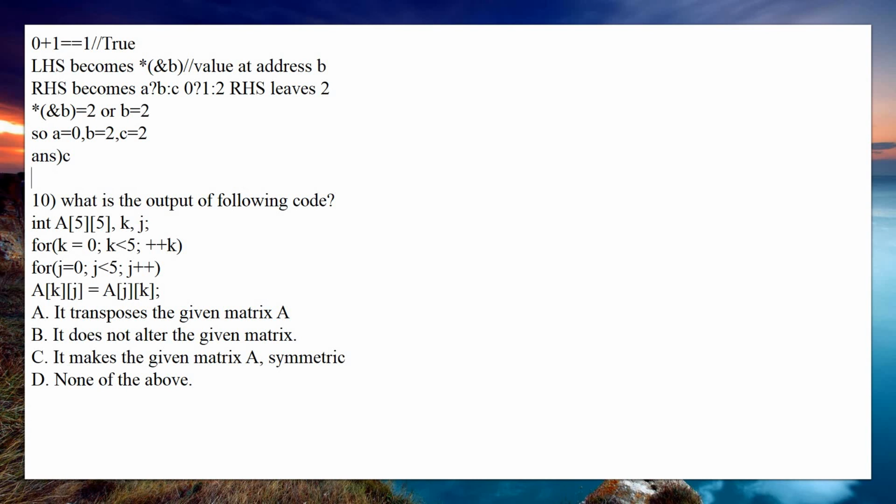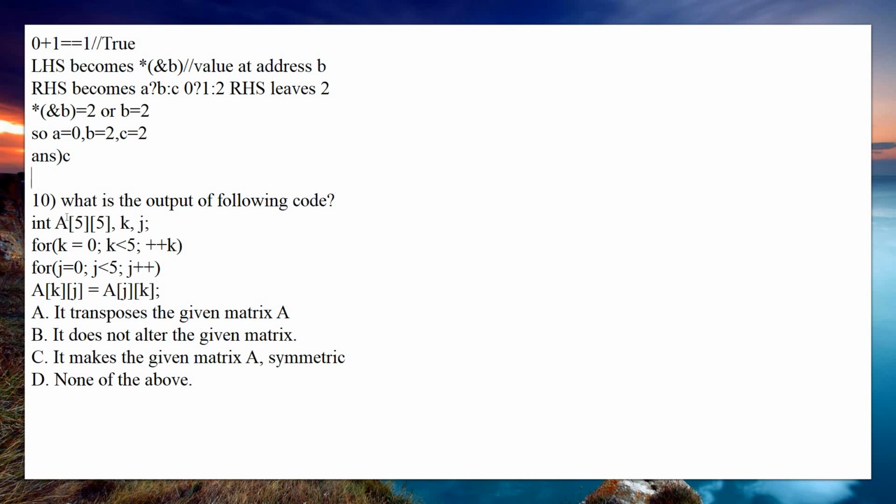Then we shall see the last question. The last question is, what is the output for the following code? int array of 5 by 5, a two-dimensional array. For k is 0, k less than 5, plus plus k; for j 0, j less than 5, j plus plus; and here a of k of j equals a of j of k. From the options, you need to choose what type of code this is: whether it transposes the given matrix A, or it does not alter the given matrix, or it makes the given matrix A symmetric, or none of the above.